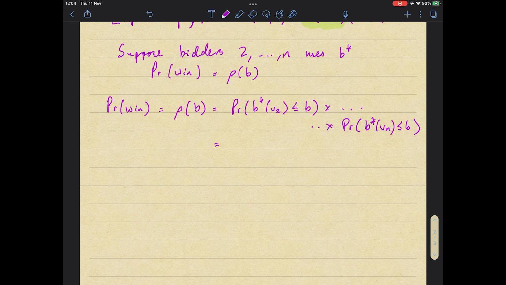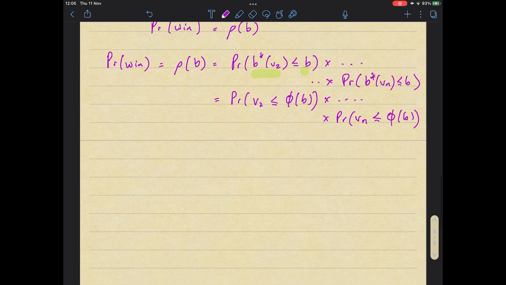If player 2's bid is less than my bid, that's the same as saying the probability that V2, player 2's value, is less than or equal to the value of someone who bids B, phi of B. Make sure that idea is fully understood. And all the way up to player n, the probability that player n's value for the object is less than or equal to the value of somebody who bids B.